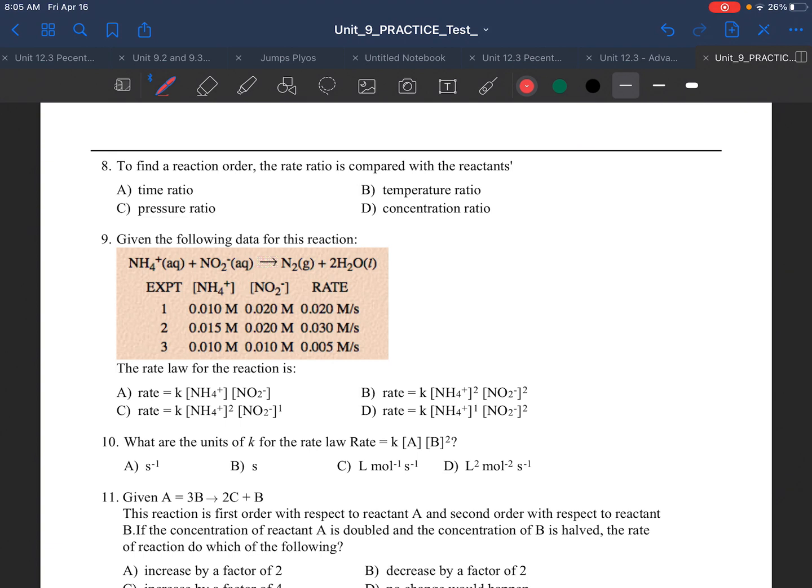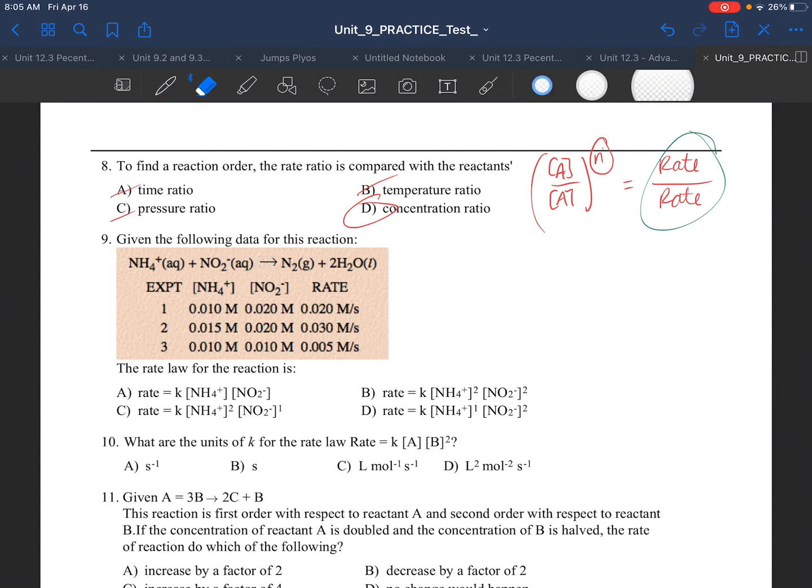We need to look at how a reaction order is found. To find one, what kind of ratios do we set up? Well, this is when we set up the concentration of A over A to some power. That n is the reaction order. So how do we find that? Well, we have a rate ratio. What is this equal to? We don't compare temperatures, time, or pressure, but it's the concentration ratio.